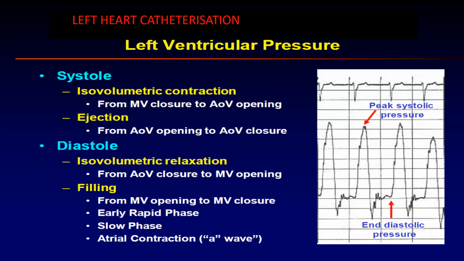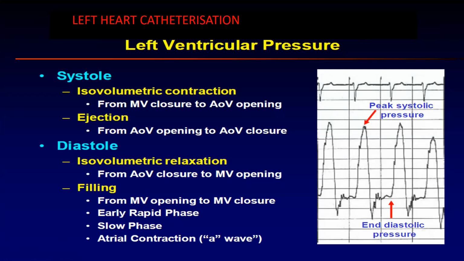Now, what about the left side of the heart? It is the same. You have the early isovolumetric contraction, in the middle is ejection, and you have isovolumetric relaxation time. You have an early rapid filling in early diastole. At mid-diastole, you have a period of diastasis. Then at late diastole, you have an atrial contraction.